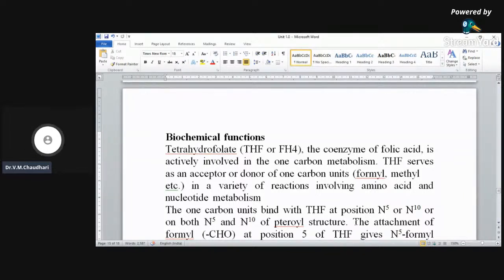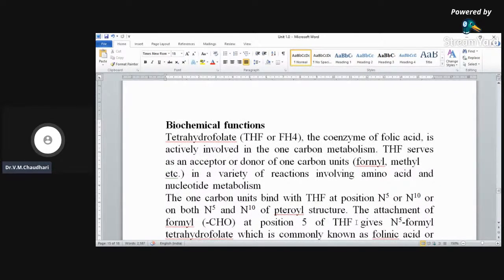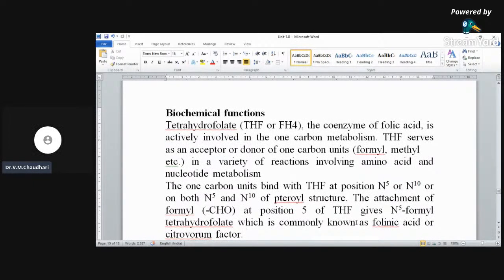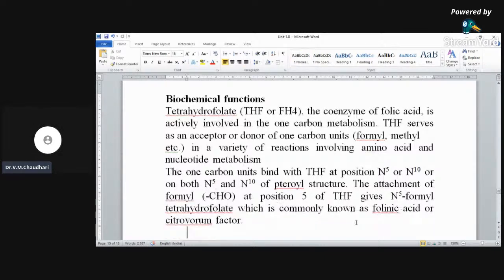The one carbon unit कुठे bind होतं? One carbon unit binds to the N5 position or N10 position or on both. म्हणजे ज्या रिएक्शन मध्ये दोन फॉर्मिल ग्रुप किंवा दोन मिथिल ग्रुप ट्रान्सफर करायचे असतील त्या रिएक्शन्स मध्ये दोन ग्रुप ट्रान्सफर होतात. The attachment of formyl at position 5 forms N5 formyl tetrahydrofolate, which is commonly known as folinic acid or citrovorum factor.